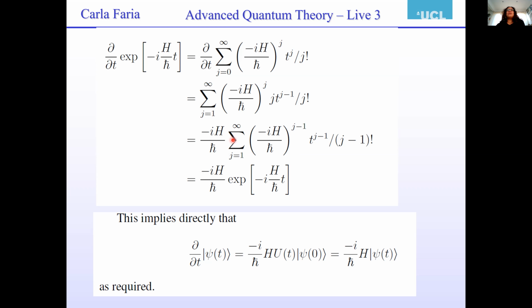So pretty much you can write this as minus i H divided by ħ, exponential of minus i H t over ħ. And see here, you're going from j equals 1. It's okay to have 1 here, because your series is going to go anyway from 0 to infinity, since you set j equal 1, but you have here j minus 1, j minus 1, j minus 1, j minus 1. So this implies directly that this should hold, because we are differentiating, and you should get this kind of expression.